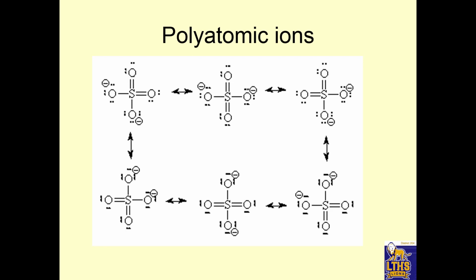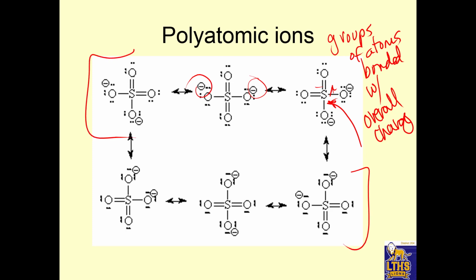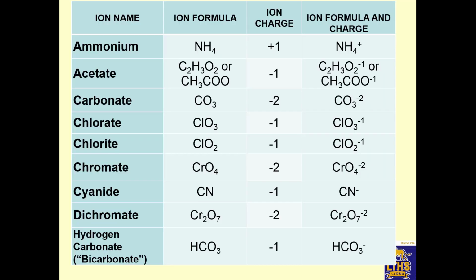Polyatomic ions are groups of atoms with a charge, bonded with an overall charge. So, how are they held together? Well, you've got covalent bonds all over the place, but then an overall charge. So these are resonance structures, and there's a -2 overall charge. Hey, you have to memorize them, so I put them here.